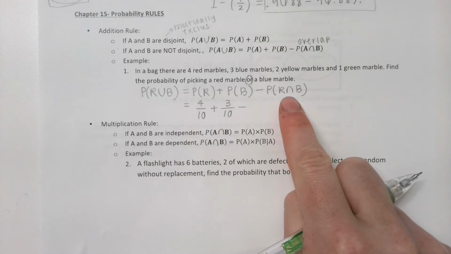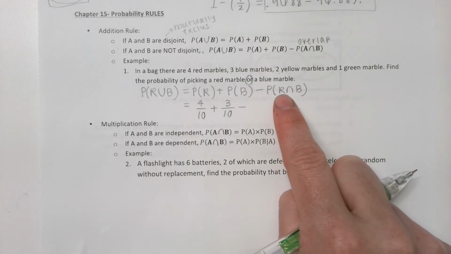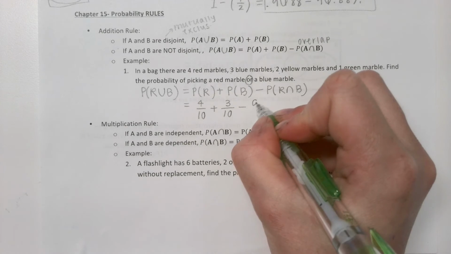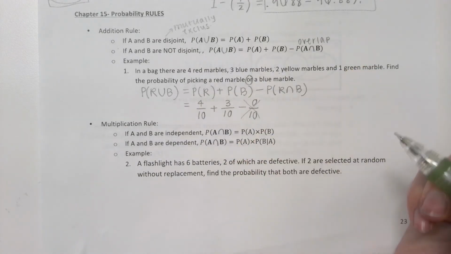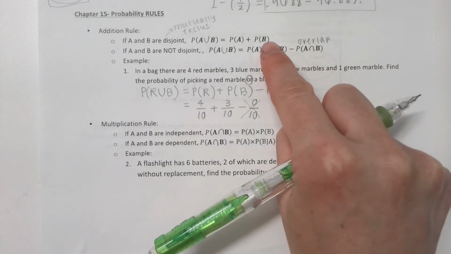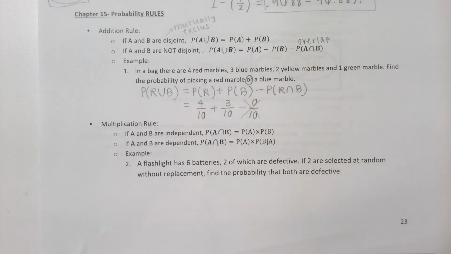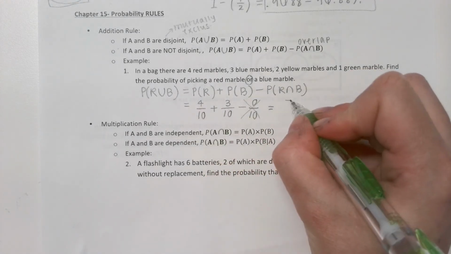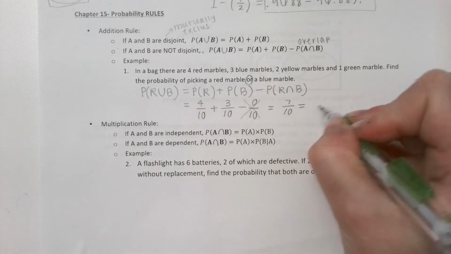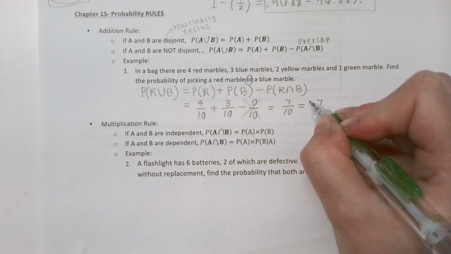And here's where I would think about whether they are mutually exclusive or not. This is a good example of mutually exclusive events because I cannot have a marble that's both red and blue. It has to be one or the other. So what are the chances that you have a red and blue marble? Well, here it would technically be 0 out of 10. Since we don't really need that 0 out of 10, that's why we don't need this subtraction when we're looking at disjoint events. Okay, 4/10 plus 3/10 is going to give me 7/10, which is just 0.7.